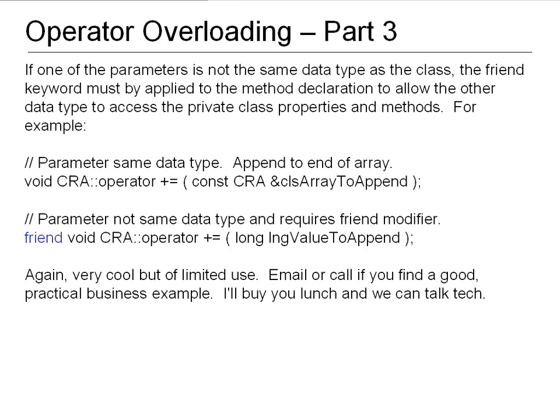If one of the parameters passed into the overloaded method is not the same data type as the class itself, the friend keyword must be applied to the method declaration. Notice, just the declaration, not the definition, to allow the other data type to access the private class properties and methods. So for example, in this first one, the parameter, the array to append, is the same data type as the class in which the method is defined, C resizable array. Therefore, the keyword friend is not needed.